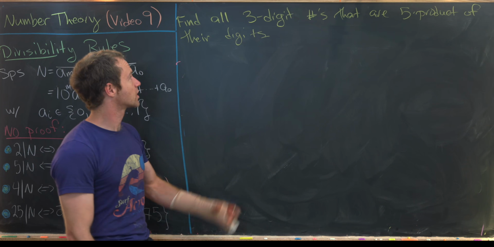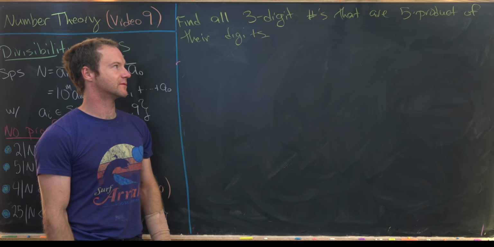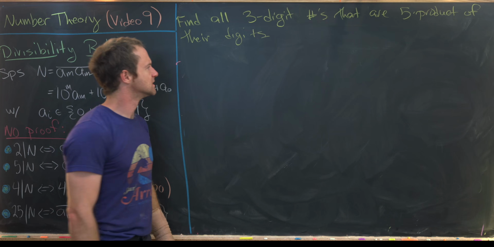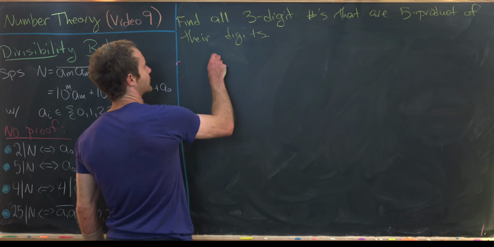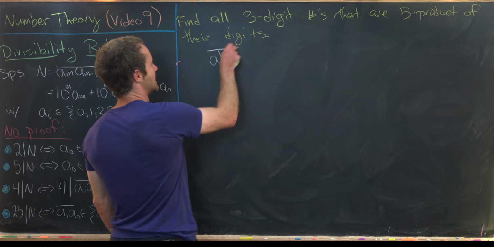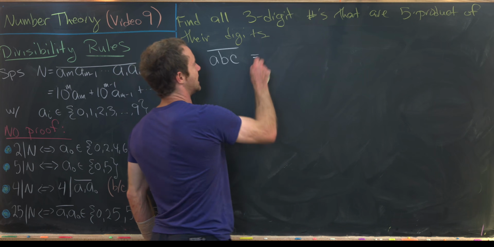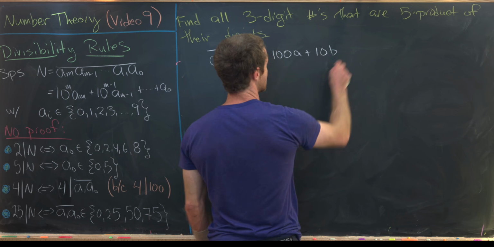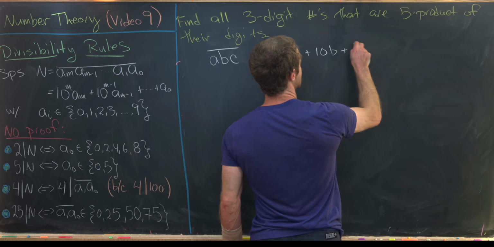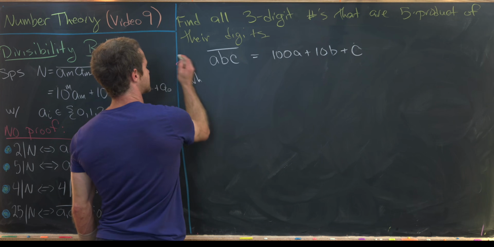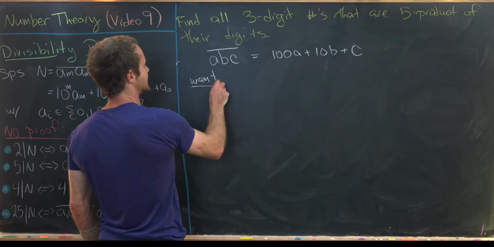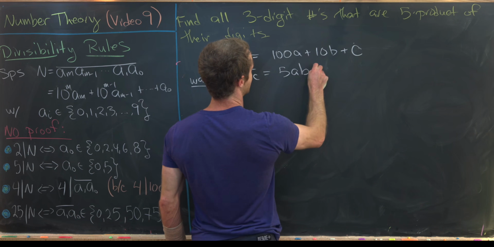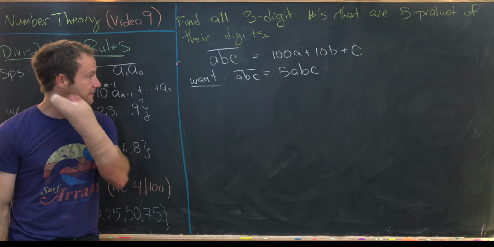For our next example, we're going to find all 3-digit numbers that are 5 times the product of their digits. So what do I mean by that? Well, we've got a 3-digit number, which I'll denote by ABC with a line over it. In other words, that is 100A plus 10B plus C. And what we want is this number ABC with a line over it to be the same thing as 5ABC.